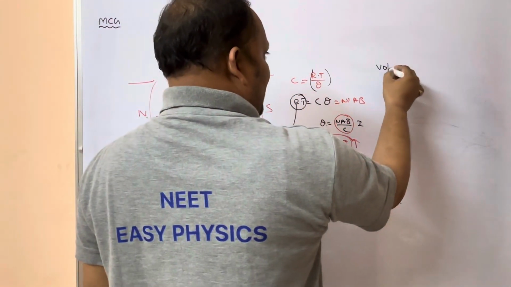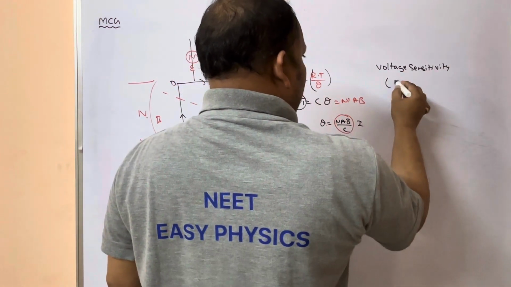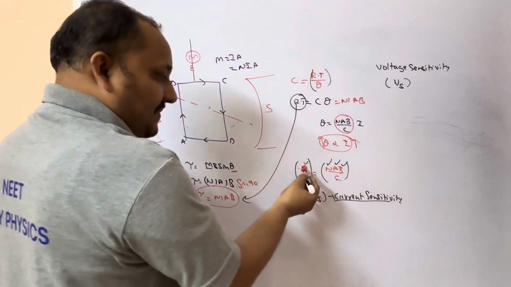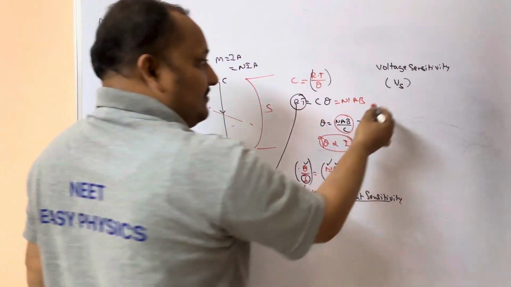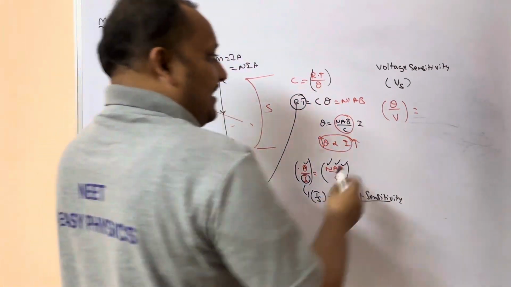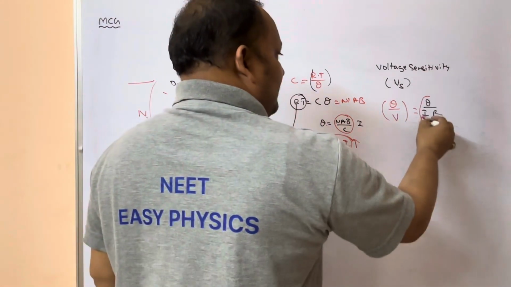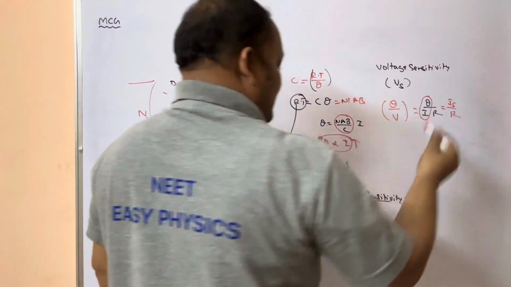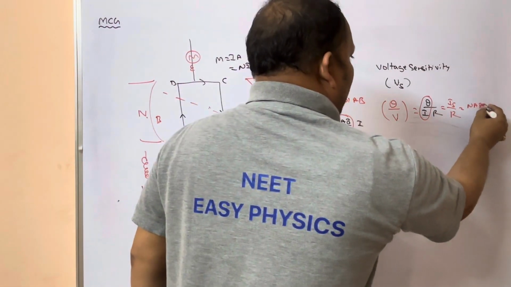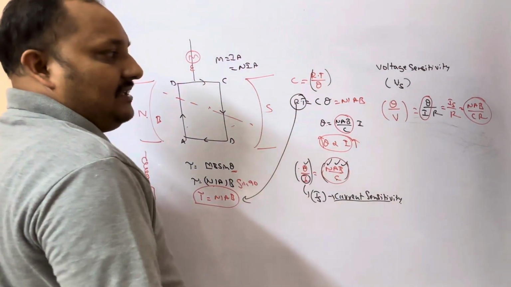Next, voltage sensitivity. This is going to be Vs, they will represent. What is Vs? Large deflection for a small amount of voltage we will call it. So theta by V. According to Ohm's law, V can be written as IR. Again theta by I, we can write current sensitivity, Is, divided by R. Again what is Is? NAB by C. Therefore NAB by CR. An extra R will be coming. That is voltage sensitivity.